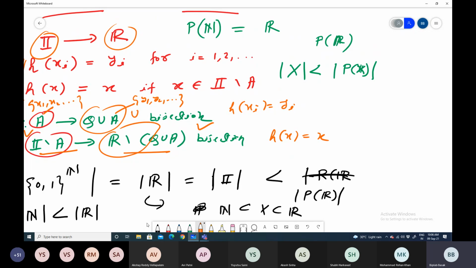Right? In other words, you can say that. So natural number to A, you have a bijection. Natural number to Q union A, we have a bijection. So we have a bijection from A to Q minus Q union A. So done.